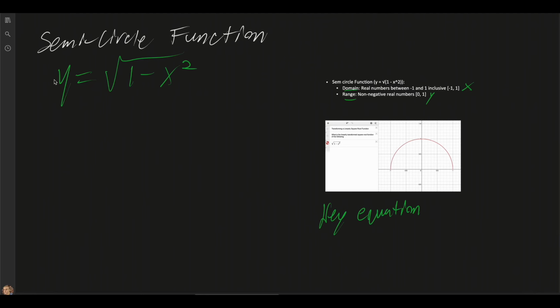And now we're going to deal with semicircle functions. So overall, semicircle functions are denoted by the following equation: y is equal to the square root of 1 minus x squared, also denoted over here. The domain refers to real numbers between -1 and 1, inclusive to -1 and 1, hence the brackets over here. And then we have non-negative real numbers between 0 and 1 within the range.